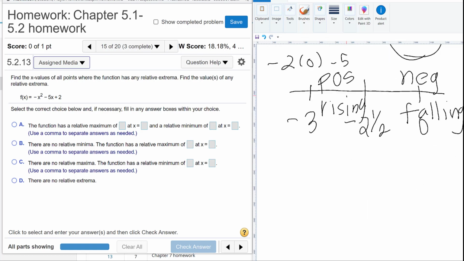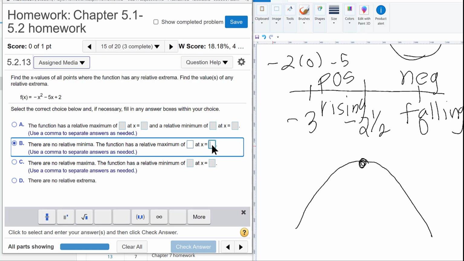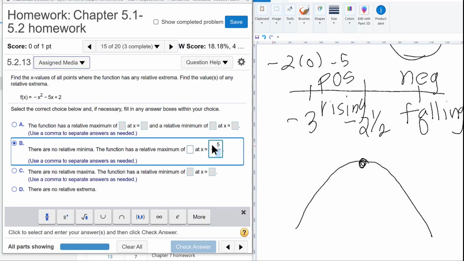Now, if a function is rising until it gets to here, and then falling afterwards, this has to be a relative maximum. And in the case of a quadratic, it's going to be an absolute maximum. And I always say relative or local, those words are interchangeable. So it has a relative maximum but no minimum. So there are no relative minimums. The function has a relative maximum of... Now look, we don't know what it is yet. We know that at negative 5 over 2, it has a maximum.